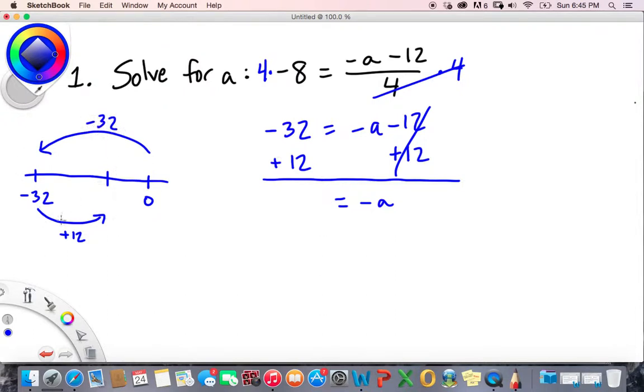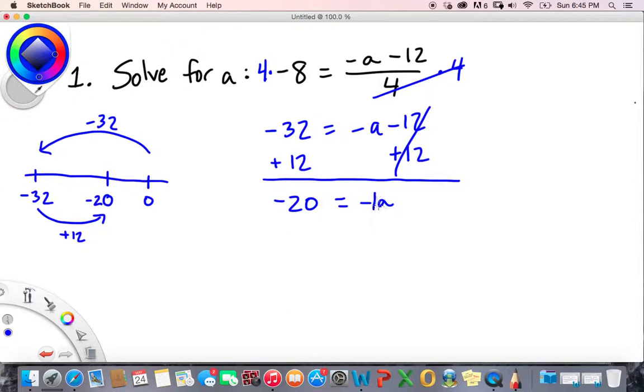So if we were at -32 and we add 12, that negative number is actually getting smaller. So you can almost think about that as if we are subtracting 12, like 32 minus 12. And if you think about it that way, you may be able to realize it a little bit easier. That would be -20. Okay, so we get -20 equals -a. And then if I realize, wait a minute, this is a -a, that's almost like a -1.